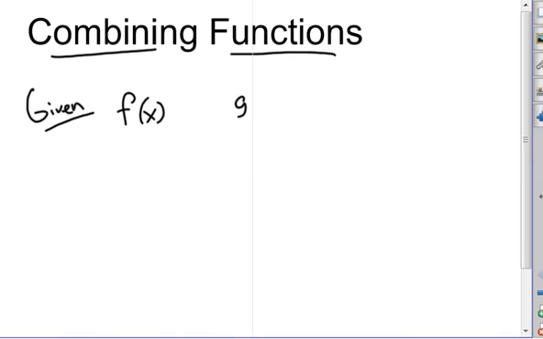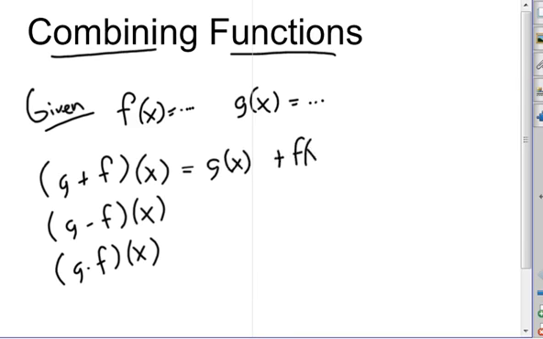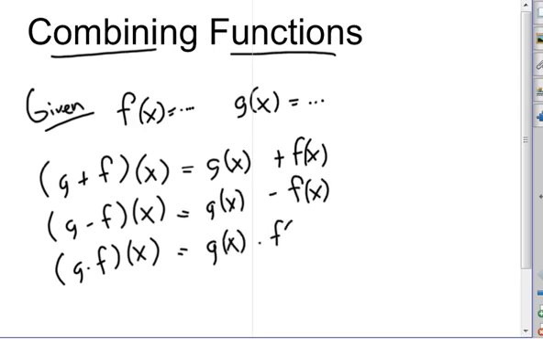So essentially we're going to be given two functions like f of x and g of x, and then we're going to look at some notation that looks like this: g plus f of x, or g minus f of x, or g times f of x. And all that really means is this first one here, g of x plus f of x, or g of x minus f of x, or g of x times f of x.